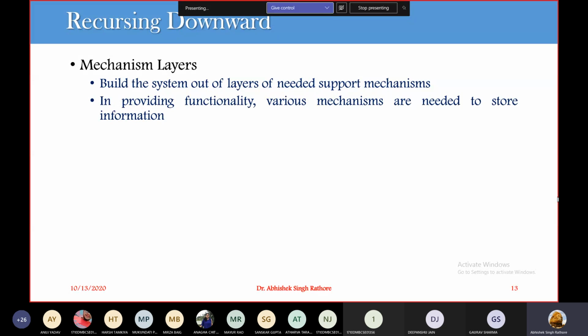Either we can go downwards with a high level of operations and then a lower layer of operations. In addition to that, we can identify different mechanisms to handle all those. So we can achieve all those things at a time.